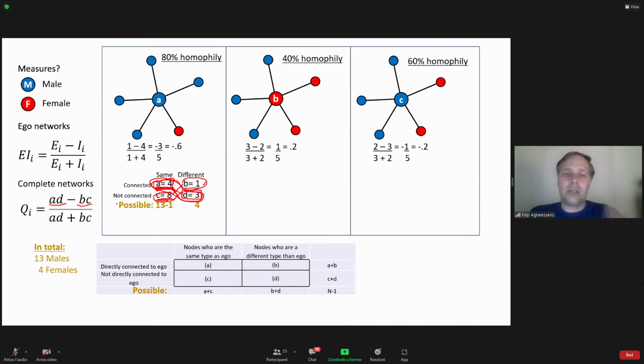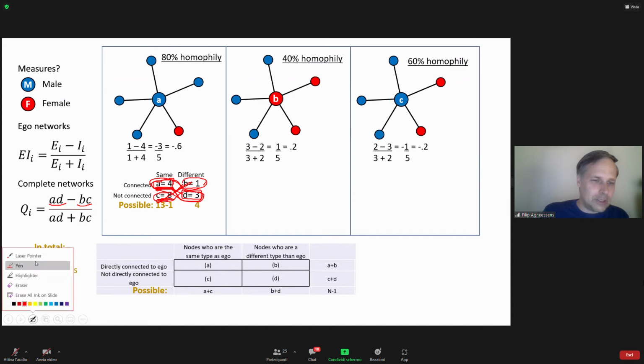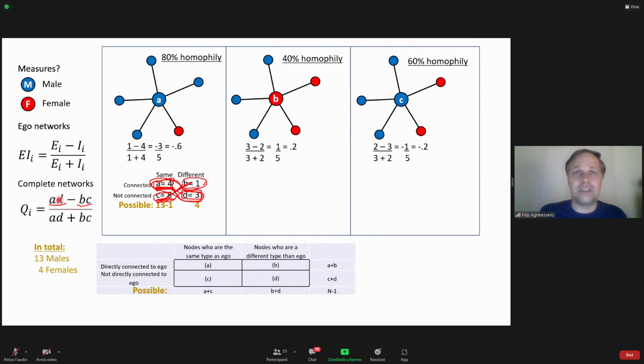Homophily. If these two things are high, I'm sorry, I'm going over them again. Let me just do this with the laser pointer. If these two values are high, then I get a lot of this. And if these are low, relatively speaking, then I have few of this. That gives me a negative value, which is an indication of heterophily.